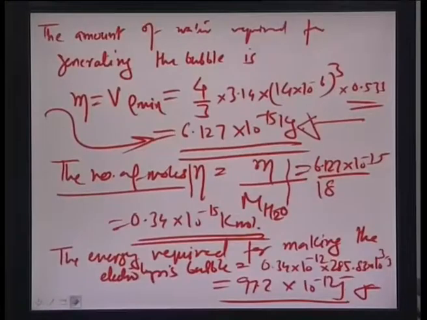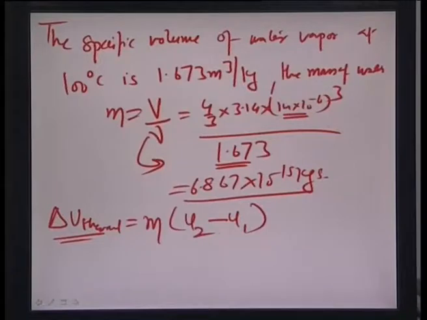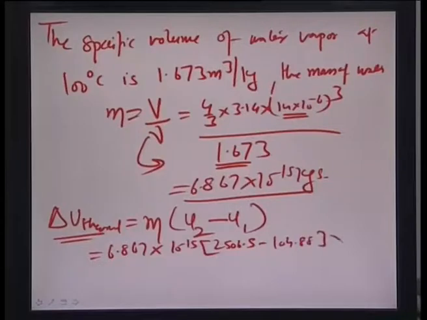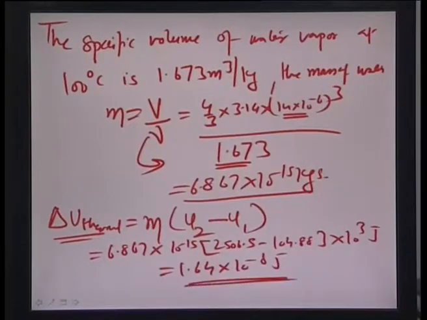And so we are multiplying the mass in kg, so we are left with this equation which is in kilojoules of energy. So we reduce this to 6.867 × 10^-15 times (2506.5 minus 104.88) times 10^3 joules. Okay, so it comes out to be 1.64 × 10^-8 joules, and so essentially that's the amount of thermal work that needs to be done for creating this particular bubble in this example.